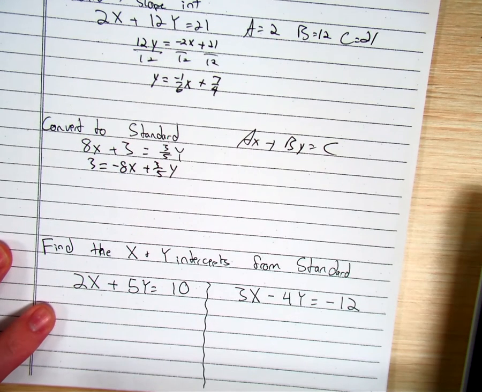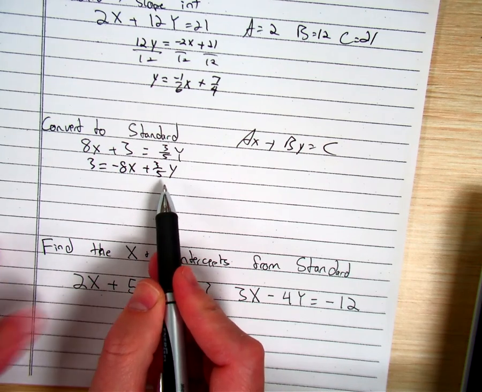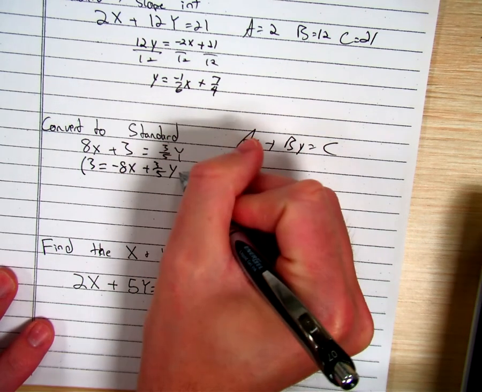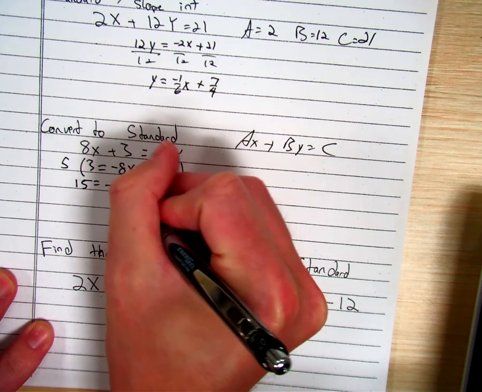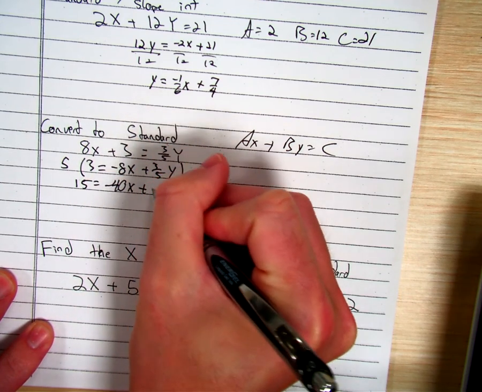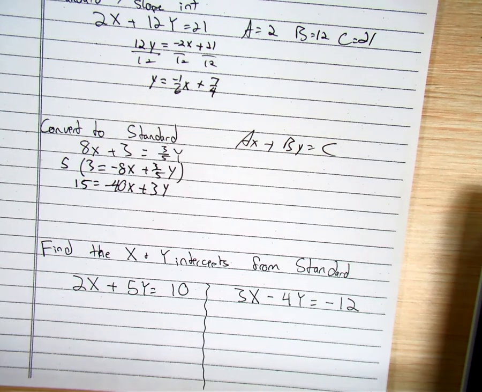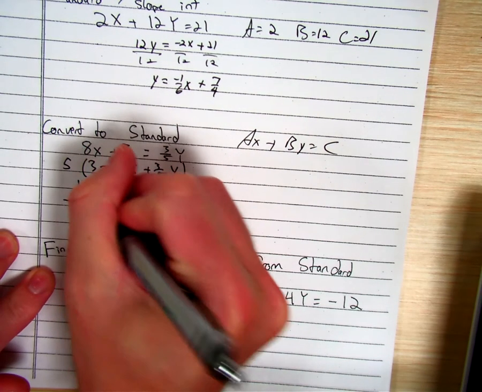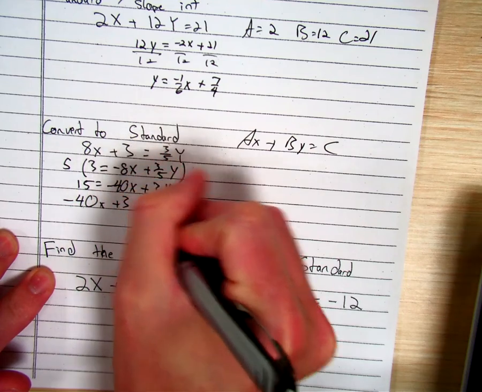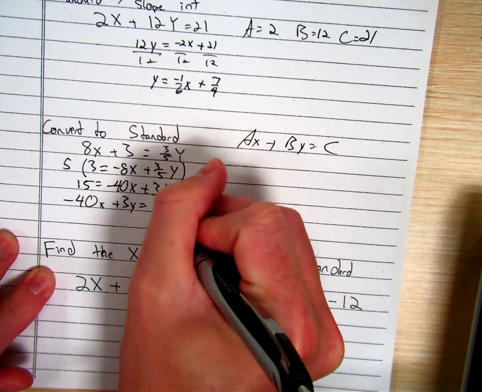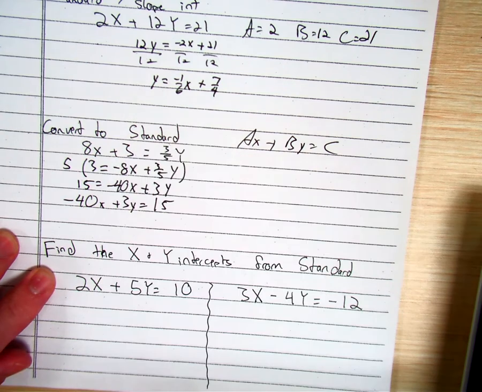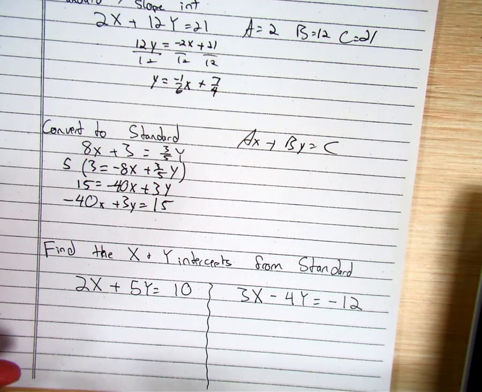All right? Okay, I see the fraction. I know I've got to get rid of that, so I'm going to multiply everything by 5. 15. Negative 40x plus 3y. And you're like, okay, ax plus by equals c. Well, I have c equals ax plus by, so let's just flip this. Negative 40x plus 3y equals 15. Okay, and we're thinking we're good, right?